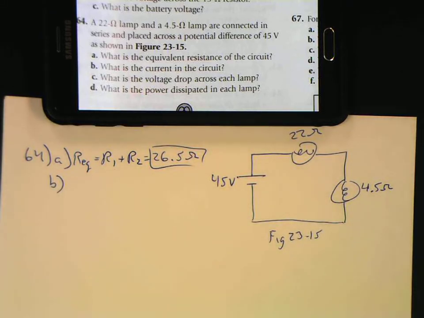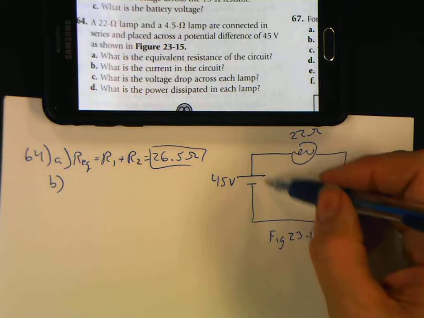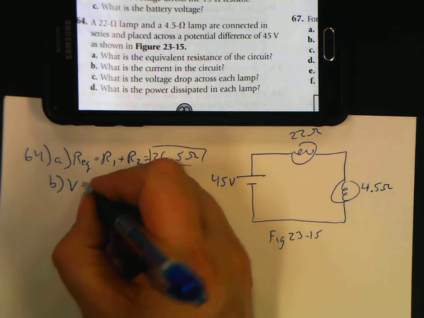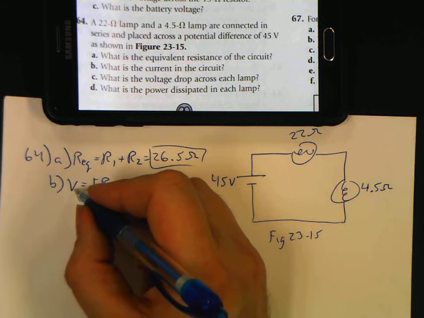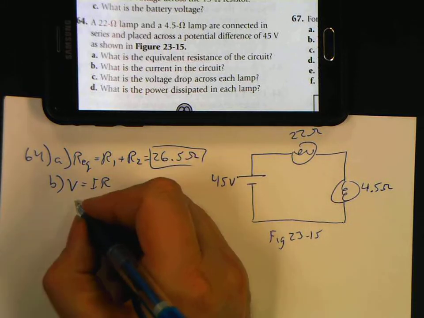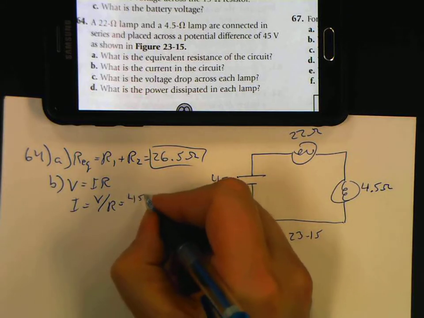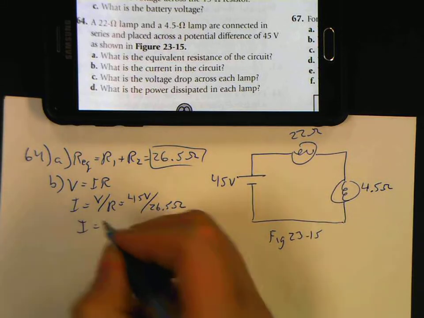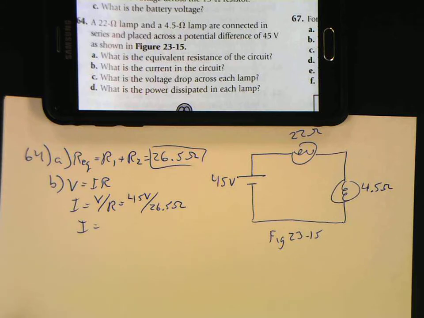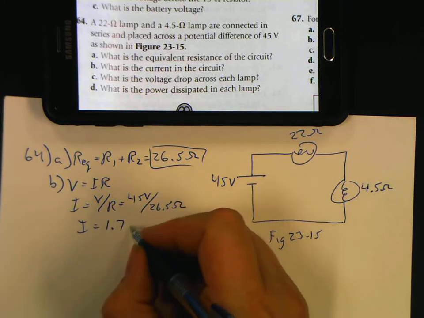Then for part B, what is the current in the circuit? Once you know the full equivalent resistance and you know the voltage of the battery, you can find the current. So V equals IR, where R is the equivalent resistance, I is the current going through the battery, and V is the voltage of the battery. We would like to find the current, so I is equal to V divided by R. So that is 45 volts divided by 26.5 ohms. So the current is equal to 1.7 amps.